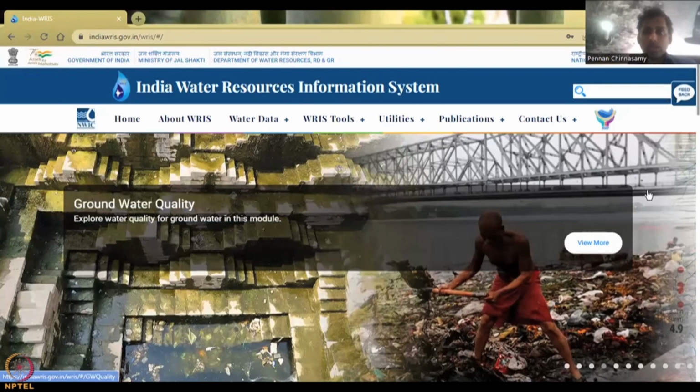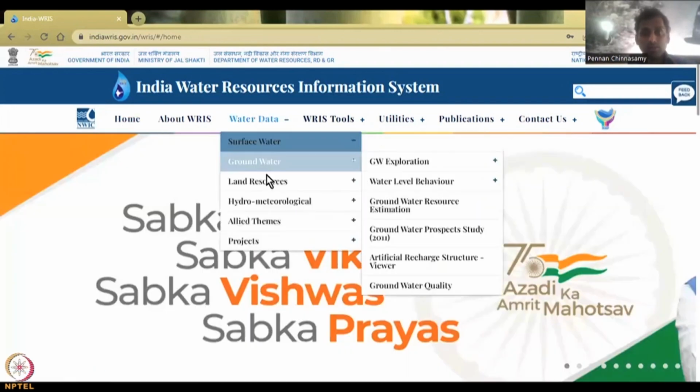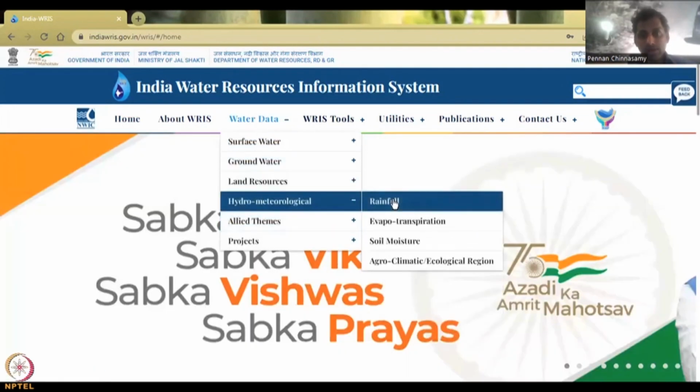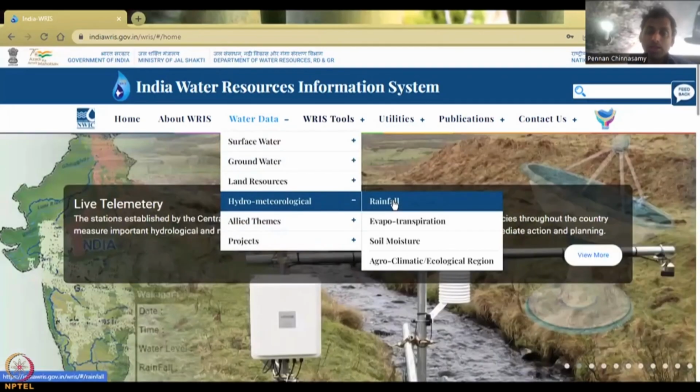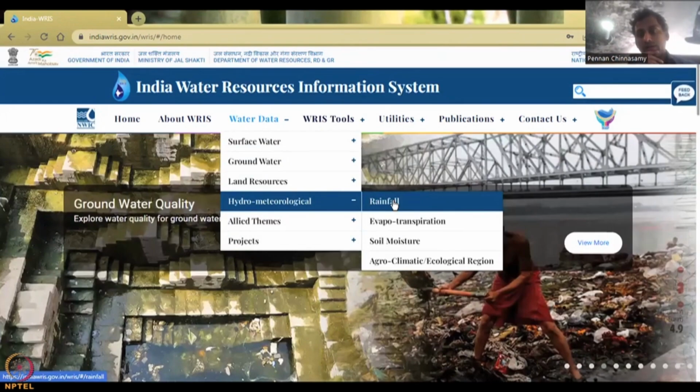What I'm going to do is go back to home where we had the initial data, and then we go to water data, come down to hydrometeorological, and the first option is rainfall. So hydro means water and meteorological means the atmospheric data parameters, etc. You have a set given here: rainfall, evapotranspiration, soil moisture, and agroclimatic ecological regions. We're not going to talk about the last one now. We'll just focus on the rainfall and the other data.